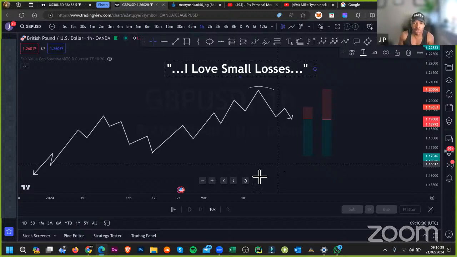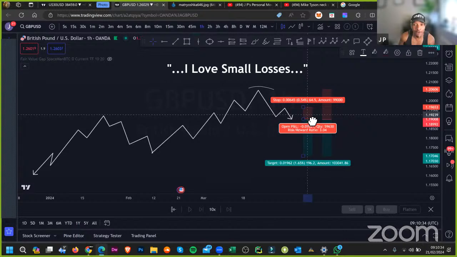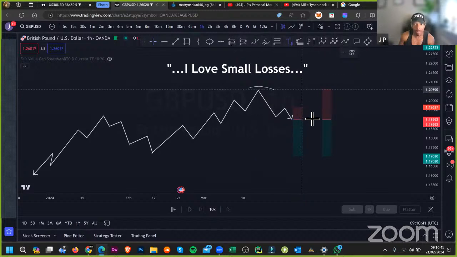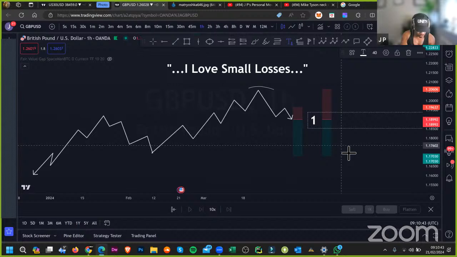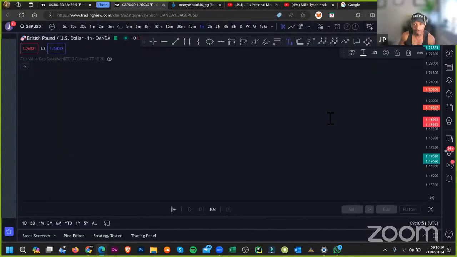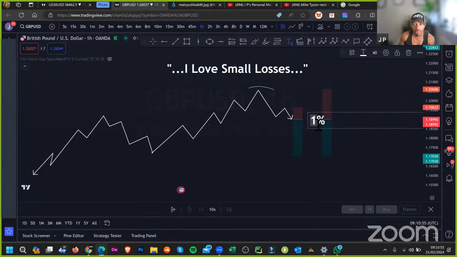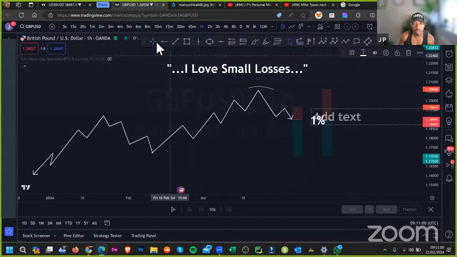If I take a small loss because I've managed my risk, maybe I understood that this is a bit of a higher risk trade, and instead of being in there at 1%, maybe I was in there at 0.5%. Instead of being in there at 1%, maybe I thought to myself, you know what?